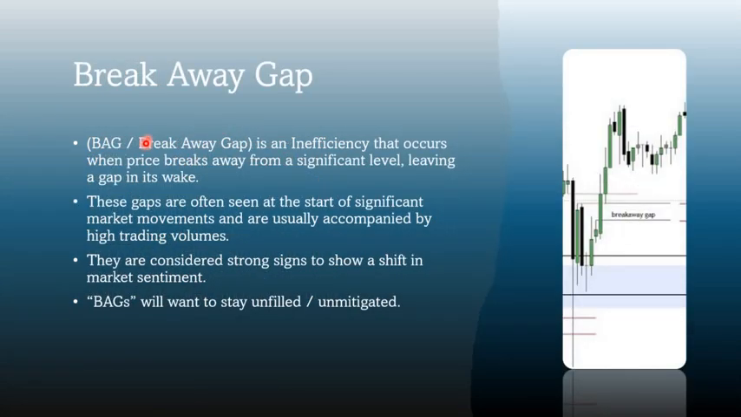Now, a breakaway gap. A breakaway gap is an inefficiency that occurs when price breaks away from a significant level, leaving a gap in its wake. These gaps are often seen at the start of significant market movements and are usually accompanied by high trading volumes. They are considered strong signs to show a shift in market sentiment. Breakaway gaps will want to stay unfilled or unmitigated. Breakaway gaps are usually formed after the main target or PD array has been filled.